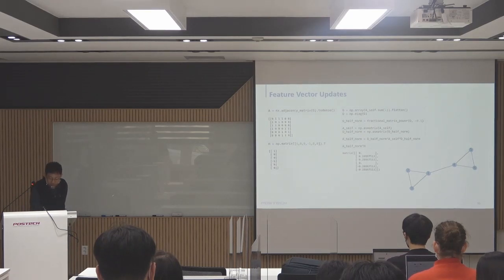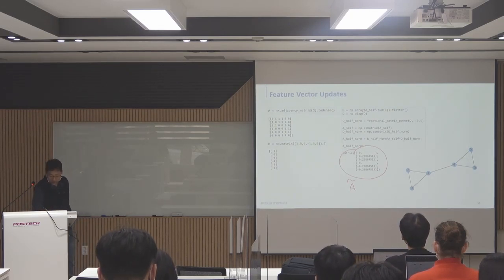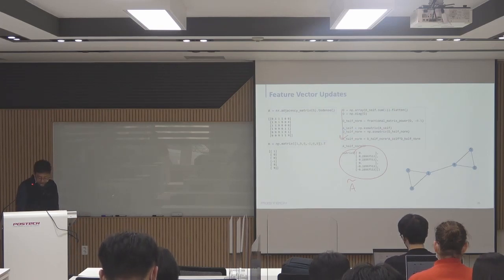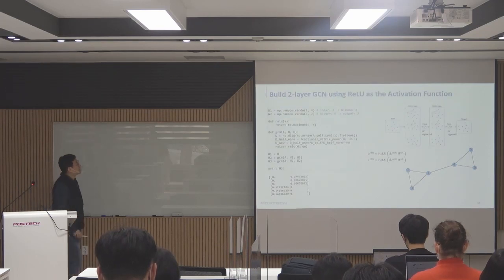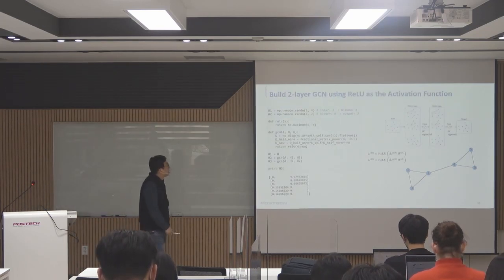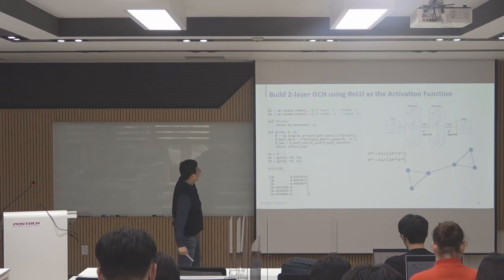Now do normalize. This is A tilde. And we cannot calculate by hand. That's why I had this one. Now let's build up the GCN models. I use ReLUs as an activation function.